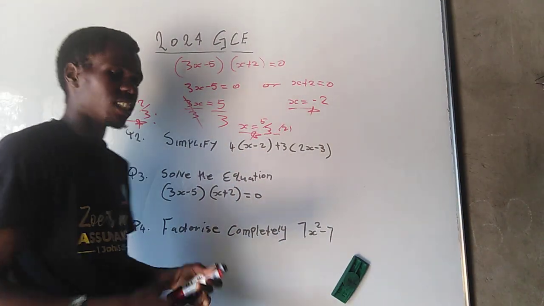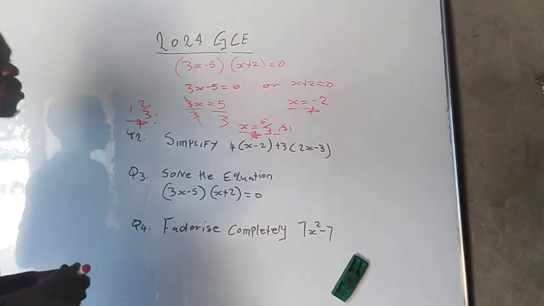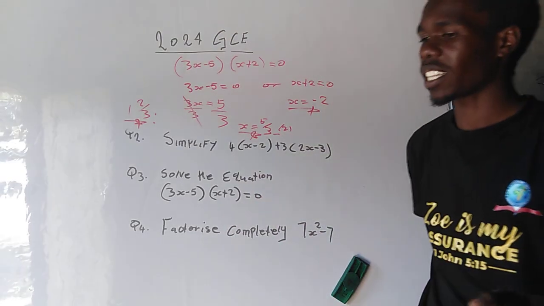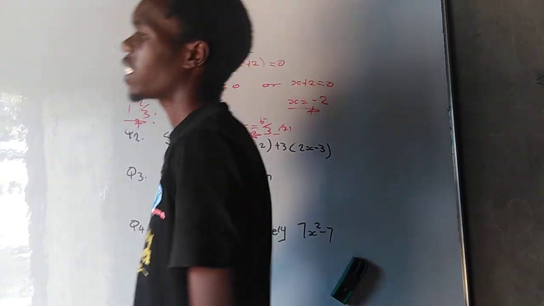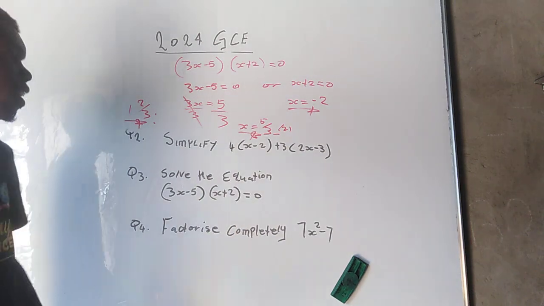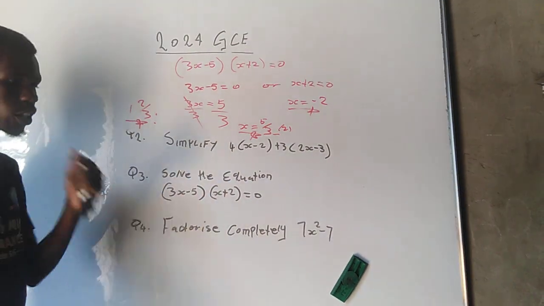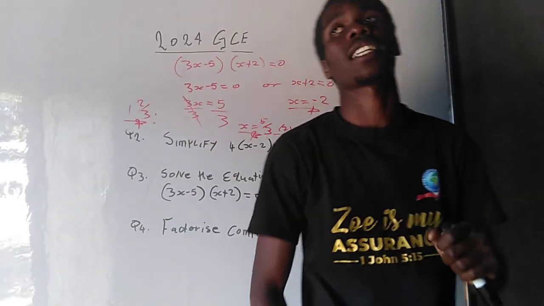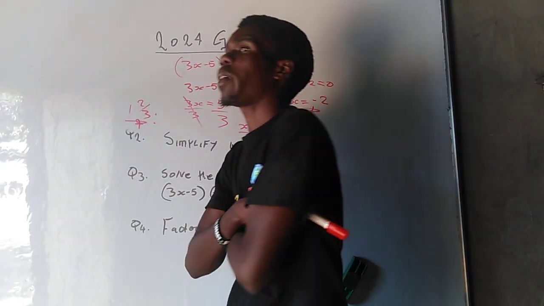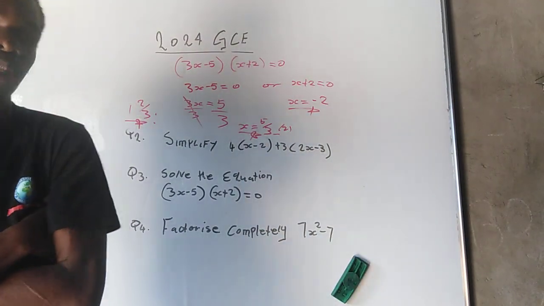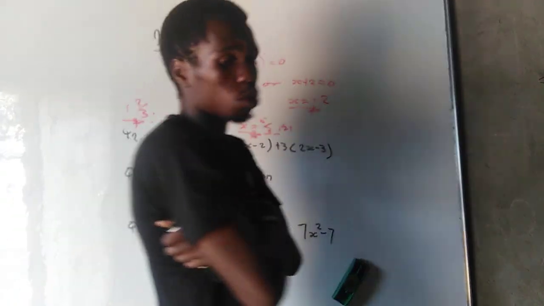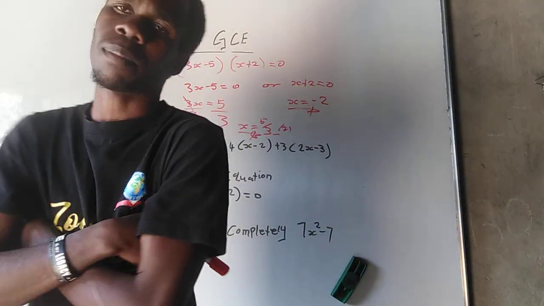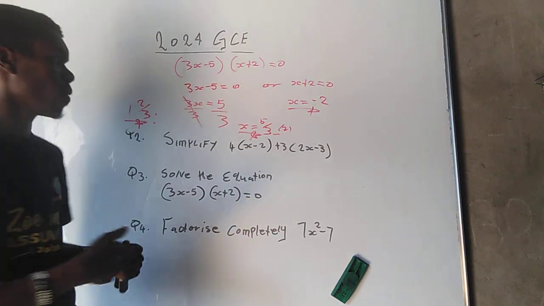Let's try and proceed and talk about something else. Let's look at the last question that came under 2024 Mathematics GCE Paper 1. The fourth question was saying factorize completely. This factorizing completely is a difference of 2 squares. Under difference of 2 squares, it's always mandatory that you come up with 2 solutions, one in positive and also another one in negative form.